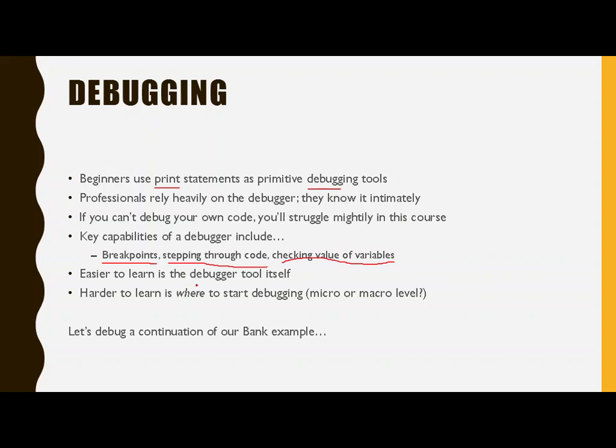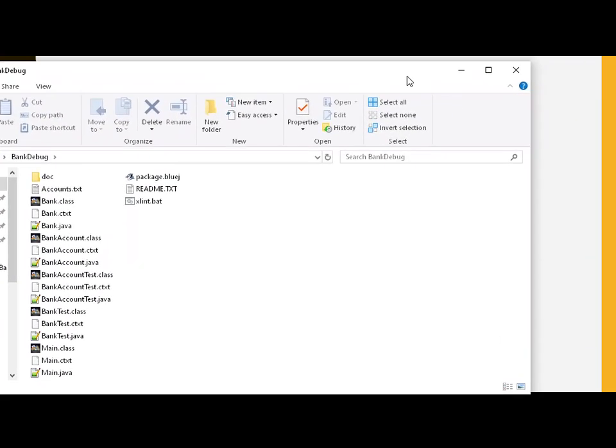A little bit harder is to figure out where, right? It'll take a little bit of time to learn the art of where we debug. Do we start at a high level? Do we start in the low level details? So getting that is a skill that takes some time, to get a sense of where to do that. So let's take our bank example and let's do some debugging on it just to see if we can sort of figure out this problem.